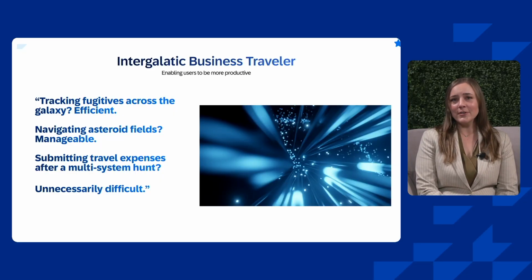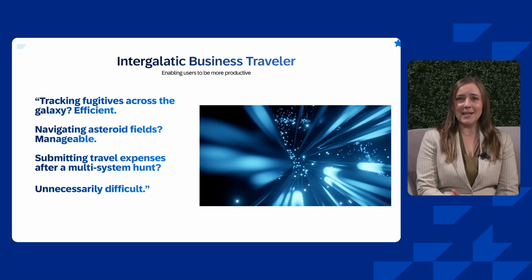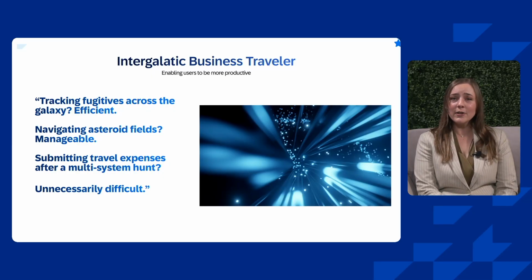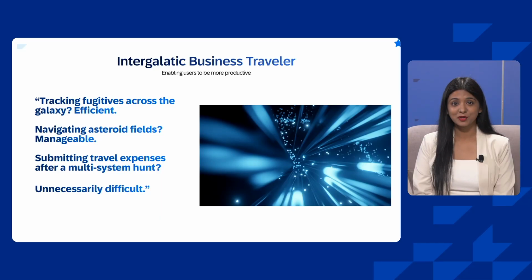All right. Back again, tracking fugitives across the galaxy, efficient. Navigating asteroid fields, manageable. Submitting travel expenses after a multi-system hunt, unnecessarily difficult. How can Joule make this process more efficient? That's totally relatable, and I can imagine that.